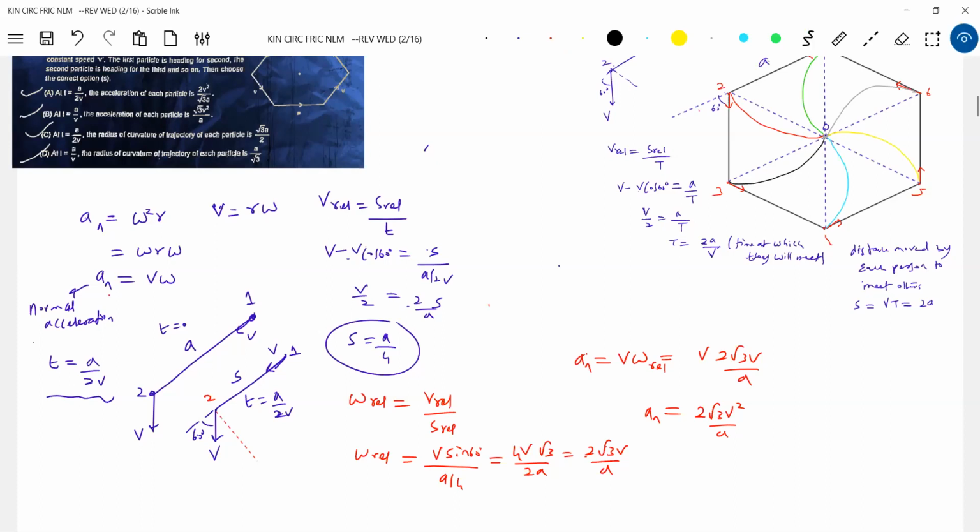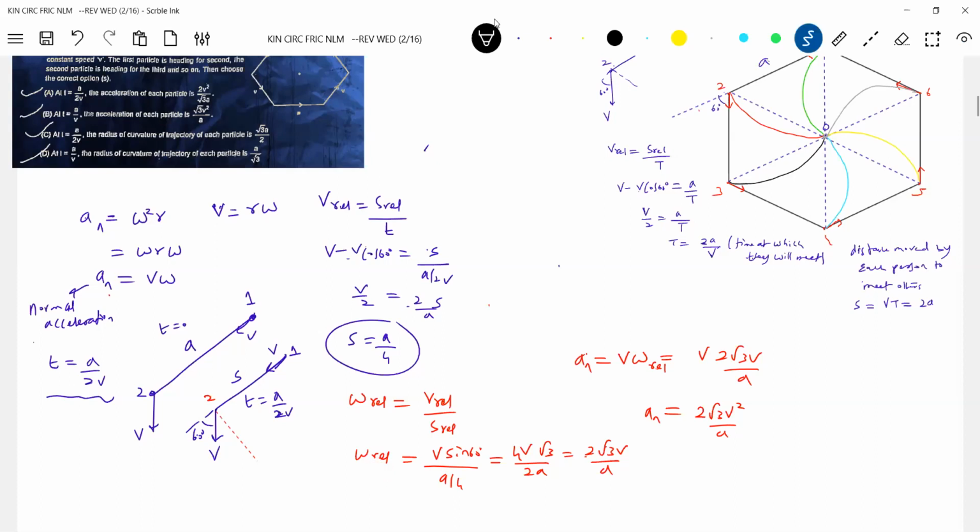That's what in the beginning I made discussion. That is omega in ground frame, no, sir. Angular velocity of 1 with respect to 2. Sir, what you wrote is A normal is equal to V into omega, no, sir. That omega is in ground frame. And that V also should be perpendicular to R, only then we can write V equal to R omega.